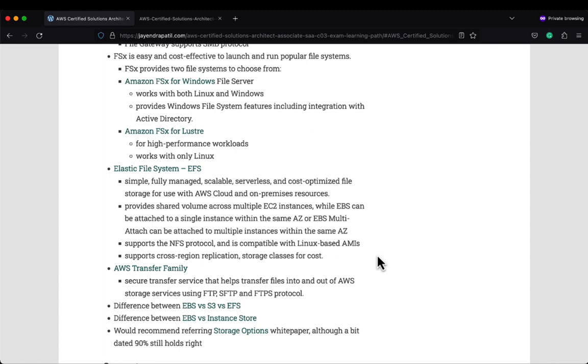EFS provides a simple, fully managed, scalable, serverless, cost-optimized file storage for use with AWS Cloud and on-premises resources. AWS Transfer Family provides a secure transfer service that helps transfer files into and out of AWS storage services using FTP, SFTP, and FTPS protocol.